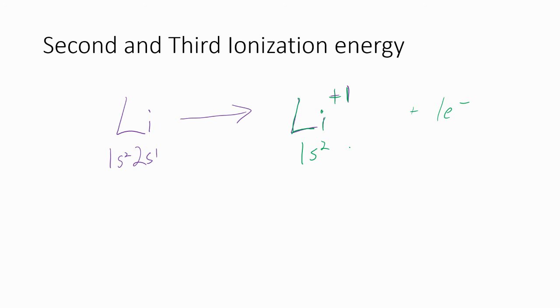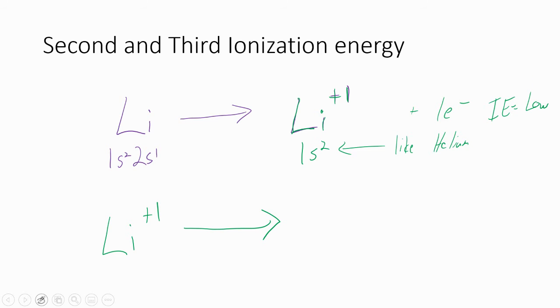So this is a nice stable helium electron configuration. So lithium is pretty happy to have that happen. And so the first ionization energy would be pretty low comparatively because it just became like helium. Now, if we try to take a second electron away from that, and then now we're going to make it lithium plus 2. So lithium plus 1 was the nice stable helium, and now as lithium plus 2, it's 1s1.